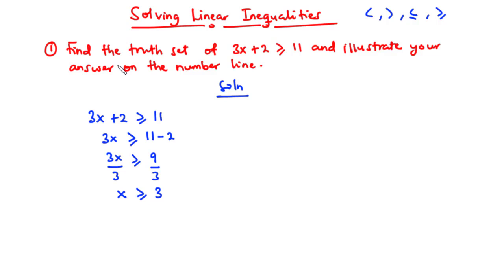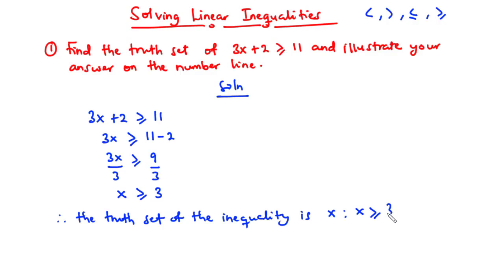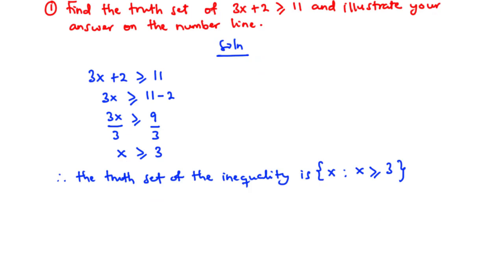Now we are asked to find the truth set. Therefore, the truth set of the inequality is x such that x is greater or equal to 3. And then we are asked to illustrate our answer on the number line. So let's represent our answer on the number line.